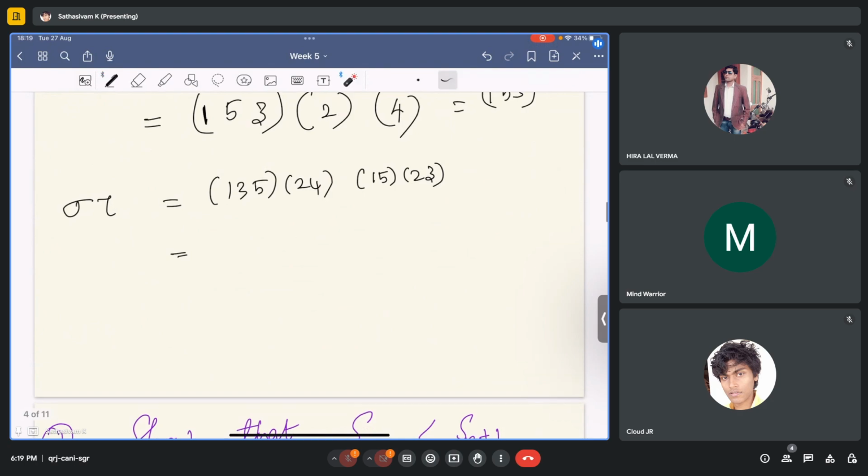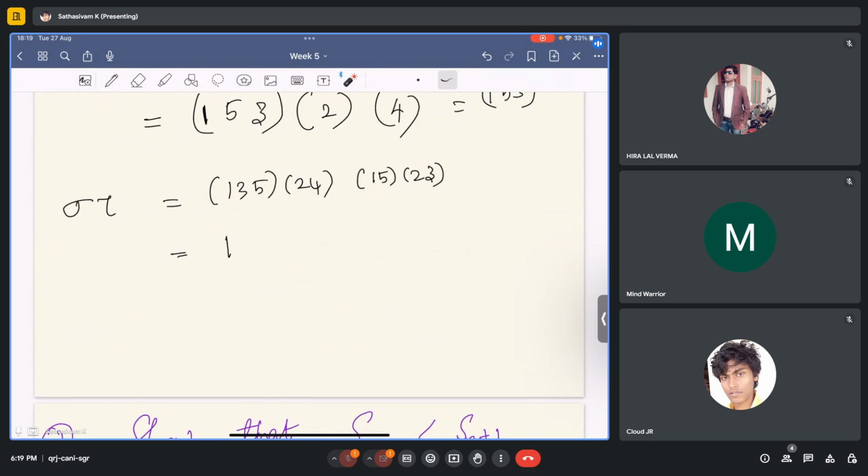So let's see where the 1 maps. Let's start with the same procedure. Here the 1 is not there, so we don't have to worry. The 1 maps to 5. So when you compute, you have to compute in this direction. Okay, it's like the function composition.